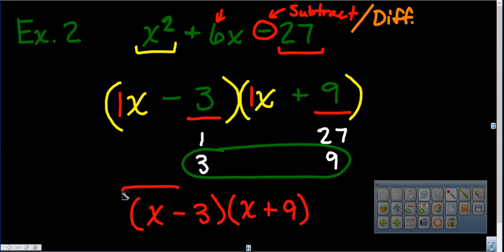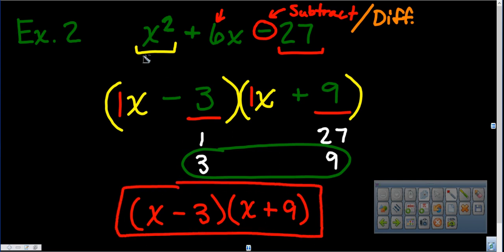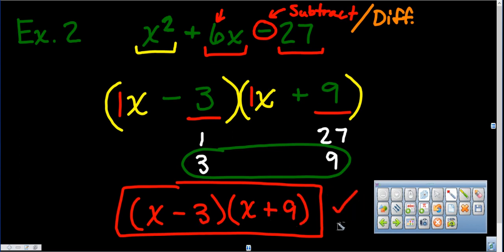If I were to multiply this back together, I would get x squared, negative 3x, positive 9x, which becomes a positive 6x, and then negative 3 times positive 9 is negative 27. And that's how you know you've done this the right way.